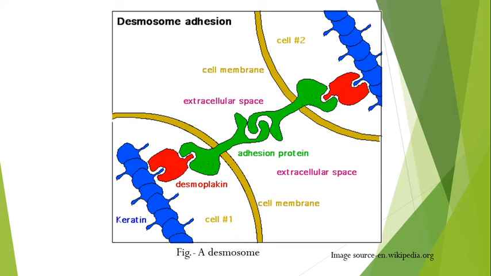Two adjacent cells, nearby cells, have a first cell membrane and a second cell membrane with their adhesion proteins and desmoplakin. Red in color is desmoplakin. It is joining the adhesion protein and the keratin protein.